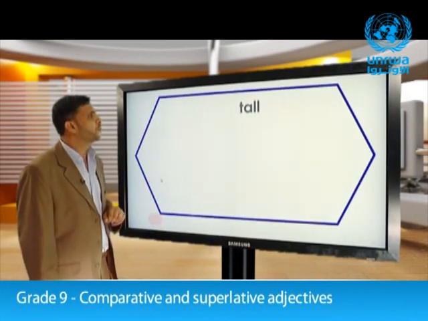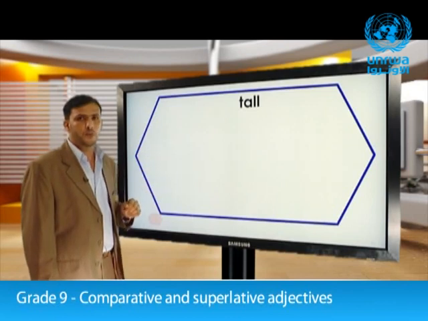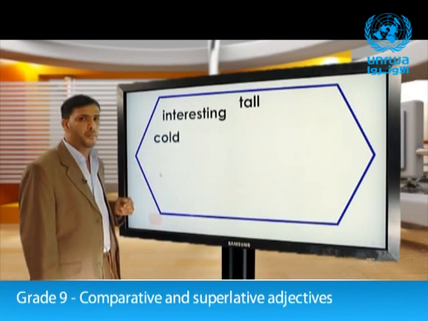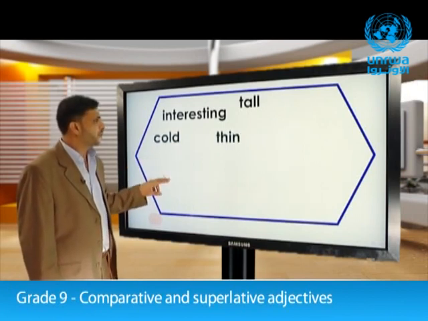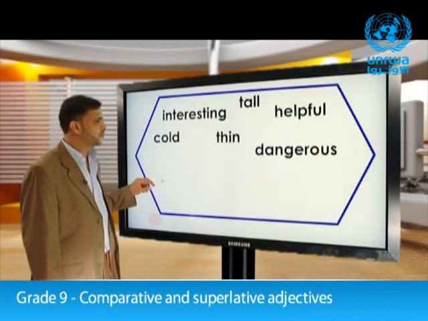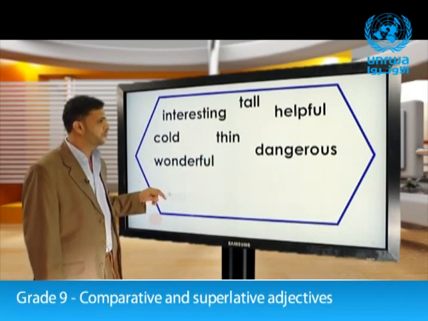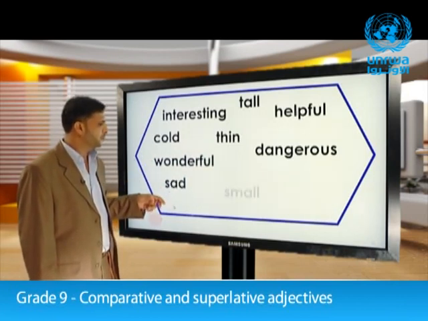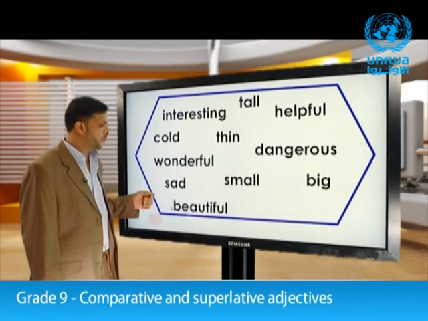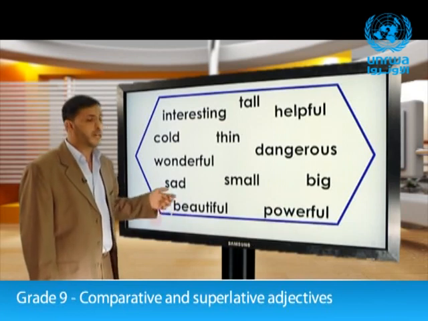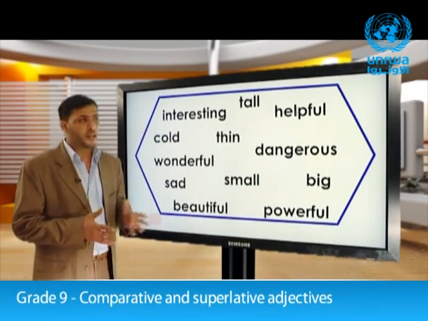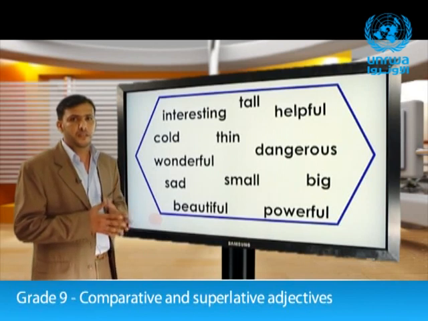Let's have some adjectives. Tall, interesting, cold, thin, helpful, dangerous, wonderful, sad, small, big, beautiful, and powerful. All these words are adjectives, but they are different. Let's see how.